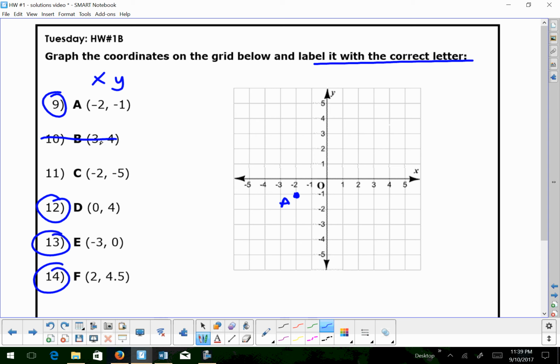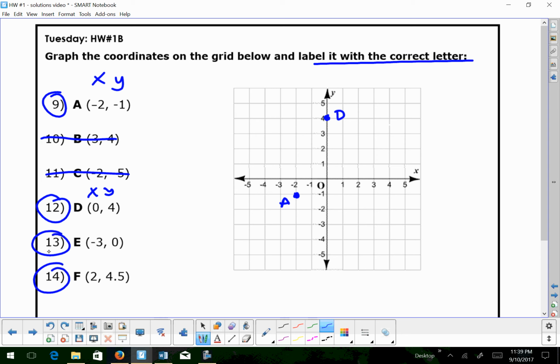Now I'm going to skip 10 and 11, and I'm going to go down to number 12. 0 on my x-axis means I will move no boxes left or right. And +4 on my y-axis means from the origin, I will simply move up to +4. And I'm going to label that B.